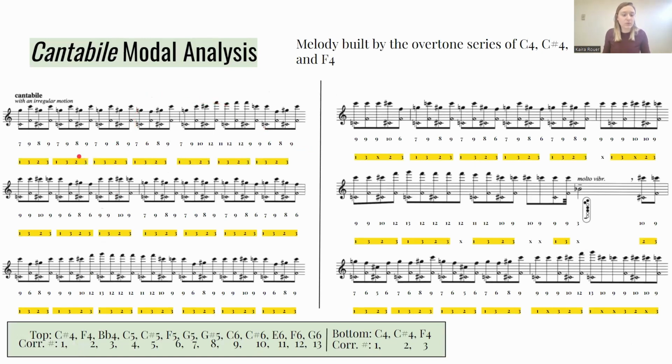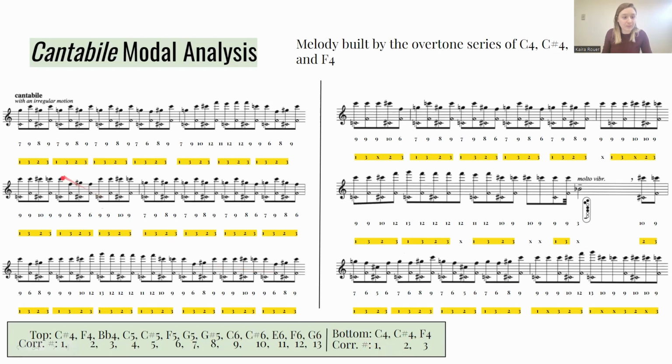So what I did here was I tracked the top pitches and I assigned a number to them. And I just numbered 1 through 13 based on the pitches that were present. So I took an analysis of what exact pitches even show up, and it's not all of them, it's only these 13. And then the bottom is always these 3, C, C sharp, and F, 4, so right below the staff. And that's just 1, 2, and 3.